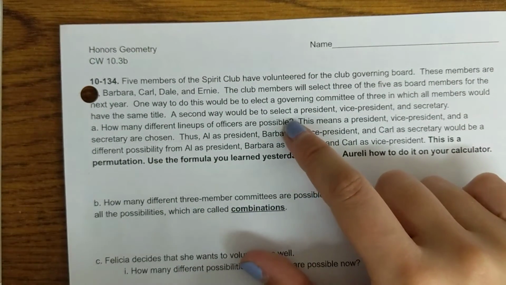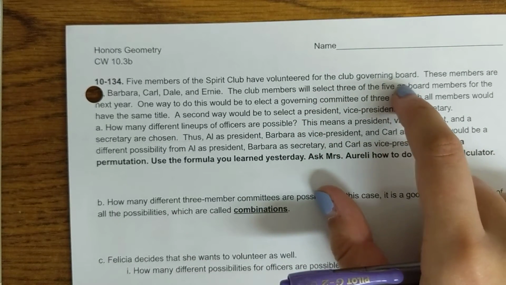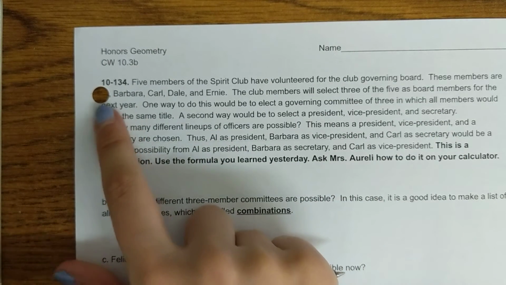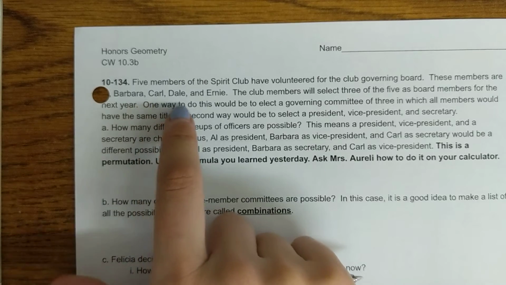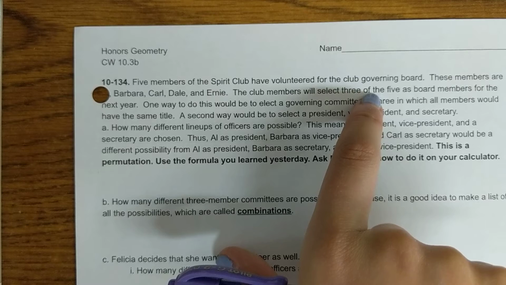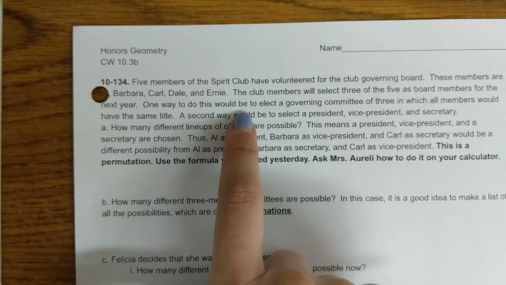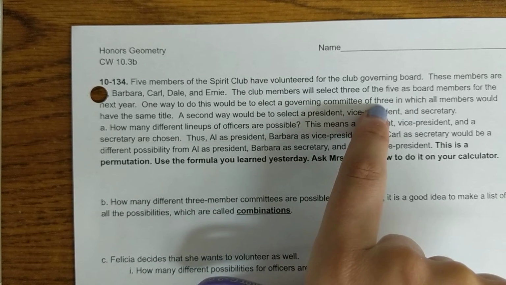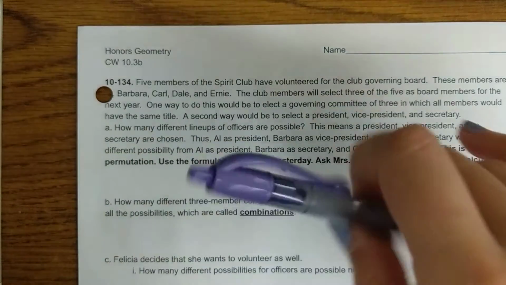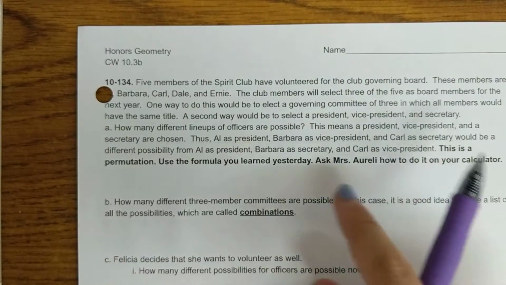Looking at today's classwork, 5 members of the Spirit Club have volunteered for the club governing board. These members are Al, Barbara, Carl, Dale, and Ernie. The club members will select 3 of the 5 as board members for the next year. One way to do this would be to elect a governing committee of 3 in which all members would have the same title. So they'd all be at the same level. There's no distinction between their jobs per se.